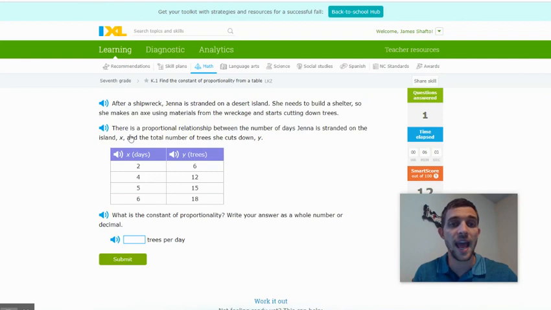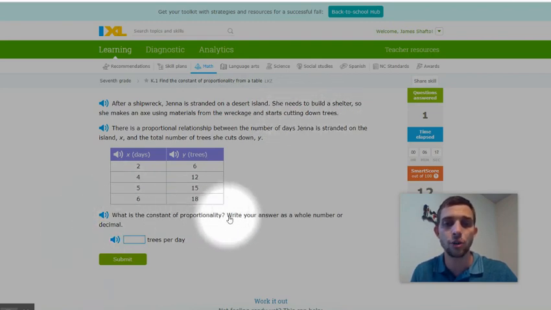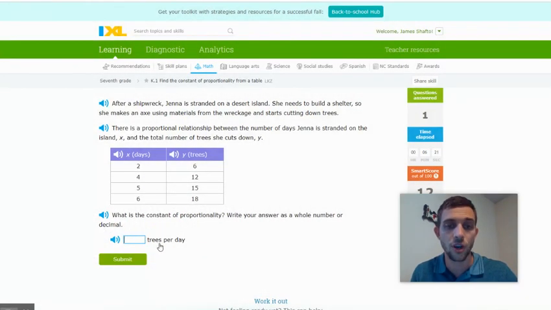The next one says, after a shipwreck, Jenna is stranded on a desert island. She needs to build a shelter, so she makes an axe using materials from the wreckage and starts cutting down trees. What is the constant of proportionality? Write your answer as a whole number or a decimal. So we have trees per day. I go to where the trees are, that's my y, divided by days. 6 divided by 2 gives me 3.